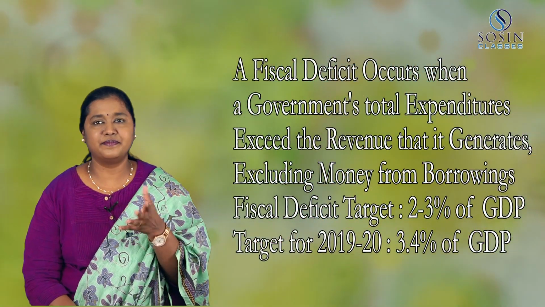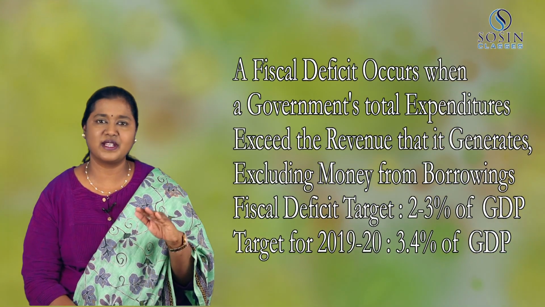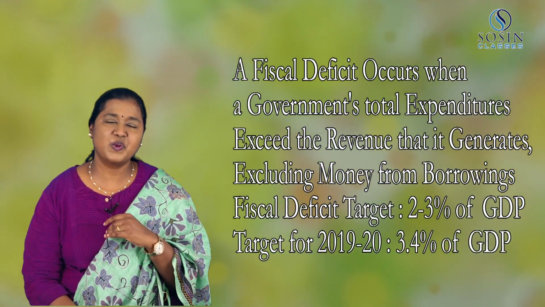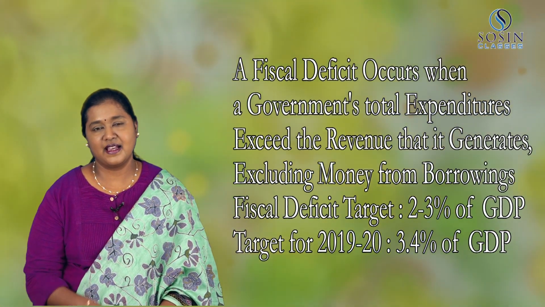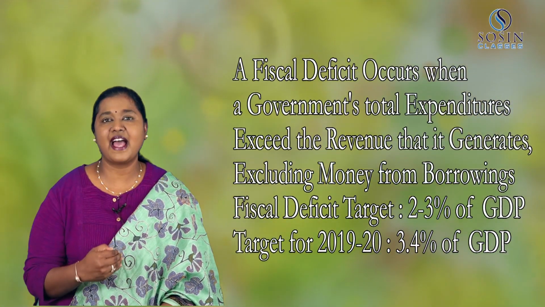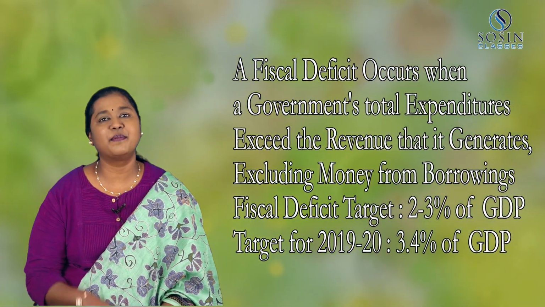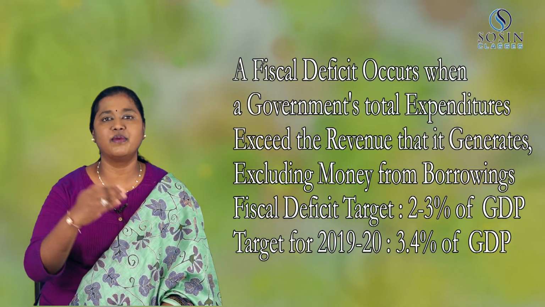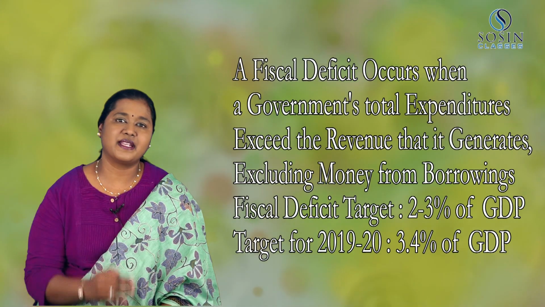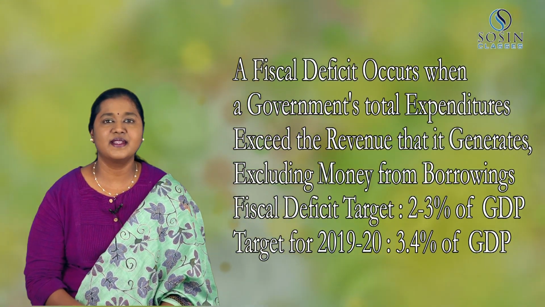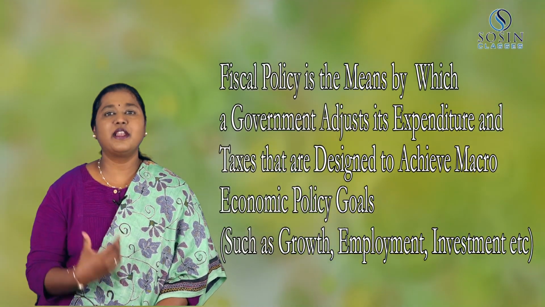What is the permissible limit? When can we say that the financial health of the country is good? That's when the fiscal deficit should be between 2 to 3% of GDP. However, the target we have for this financial year is around 3.4% of GDP. Then over next year it would be moving on to 3.2, and then we need to keep it at 3%. That's fiscal deficit.